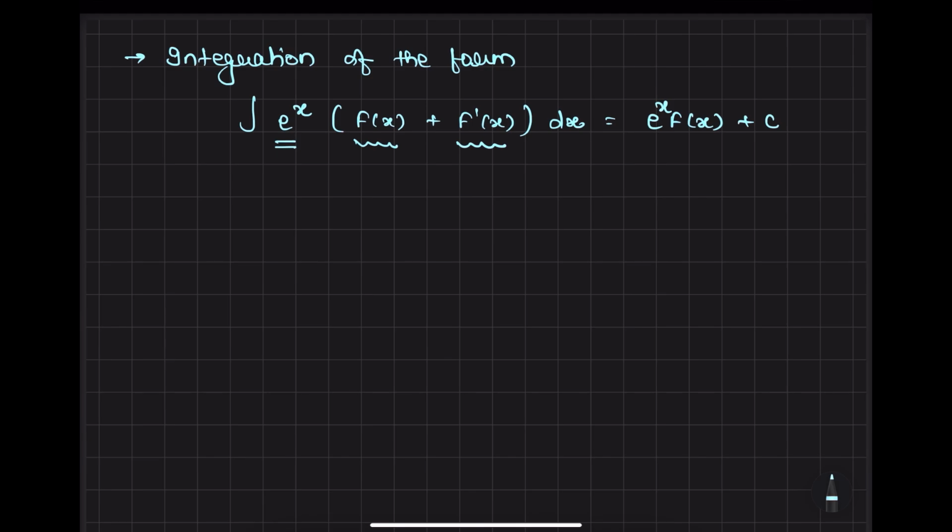Now, in any question where you are solving something related to exponential functions, your first idea should be this thing only. And if it fails, then you can go with integration by parts or some other ideas. So outside the bracket you should have e power x, and inside the bracket the sum of the function and its differentiation. Then you can directly write e power x f of x with integration constant c.